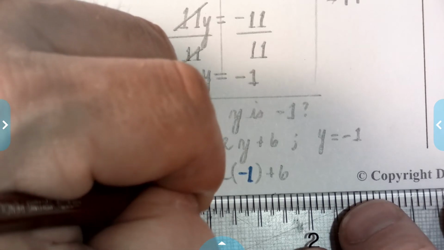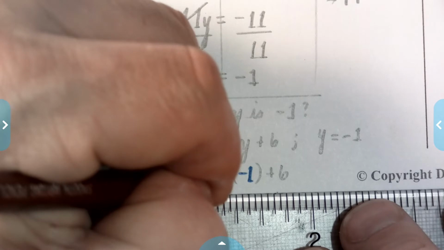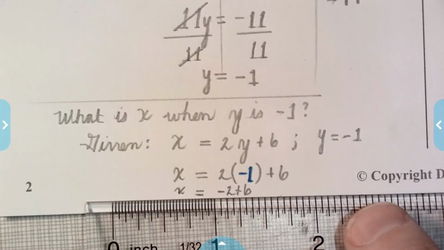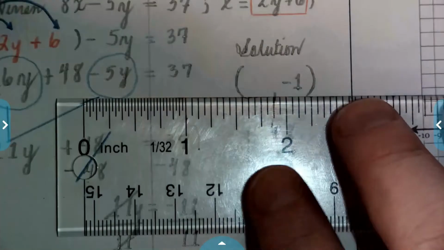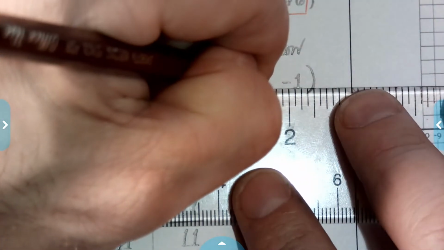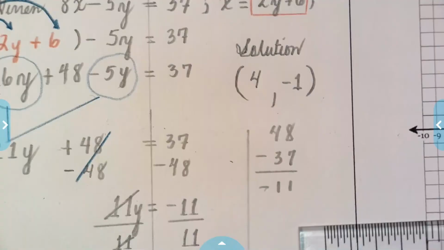Okay, x equals 2 times negative 1 is negative 2, plus 6, and negative 2 plus 6 is positive 4. So x equals 4. Okay, so going back up here, we write x equals 4.